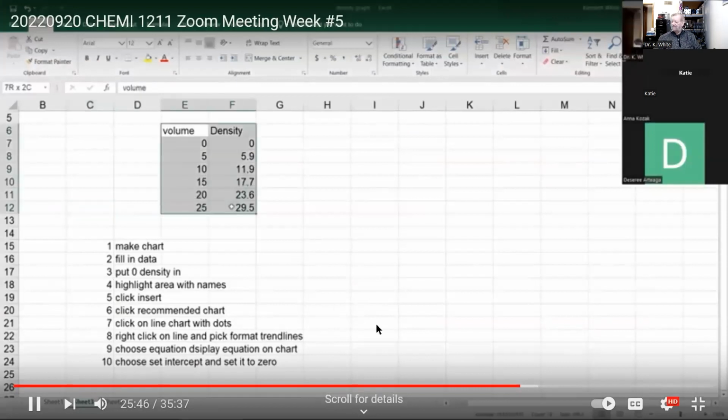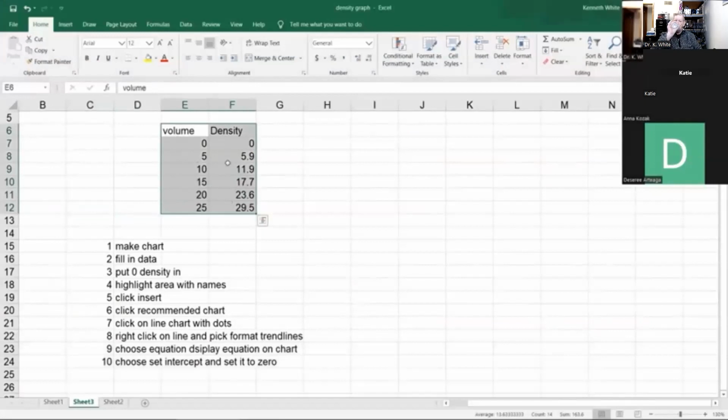Notice right here, I put in the volume for one of my runs and what the density is. And how do you measure density? The weight divided by the volume of the material. And I'll go back and show you that again. Well, let's see how to graph this.